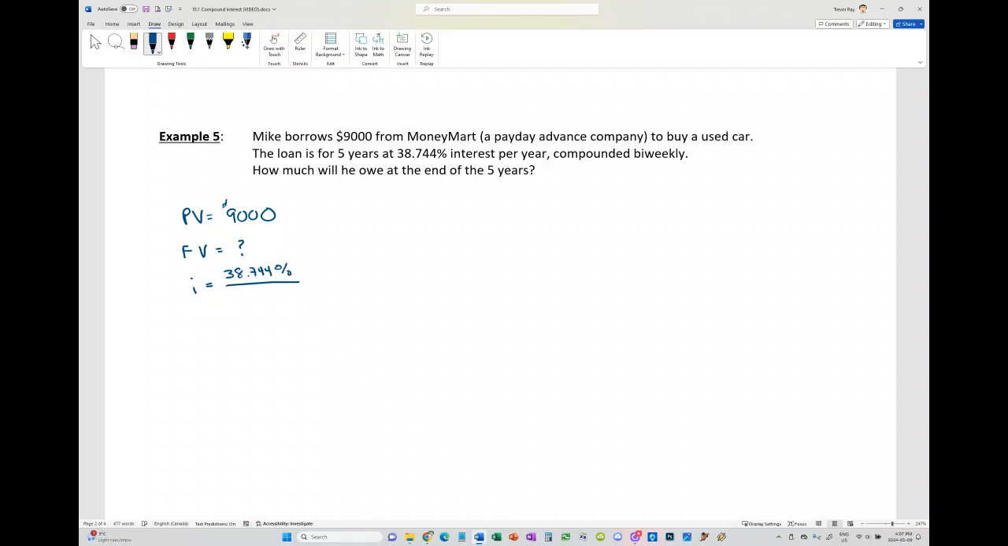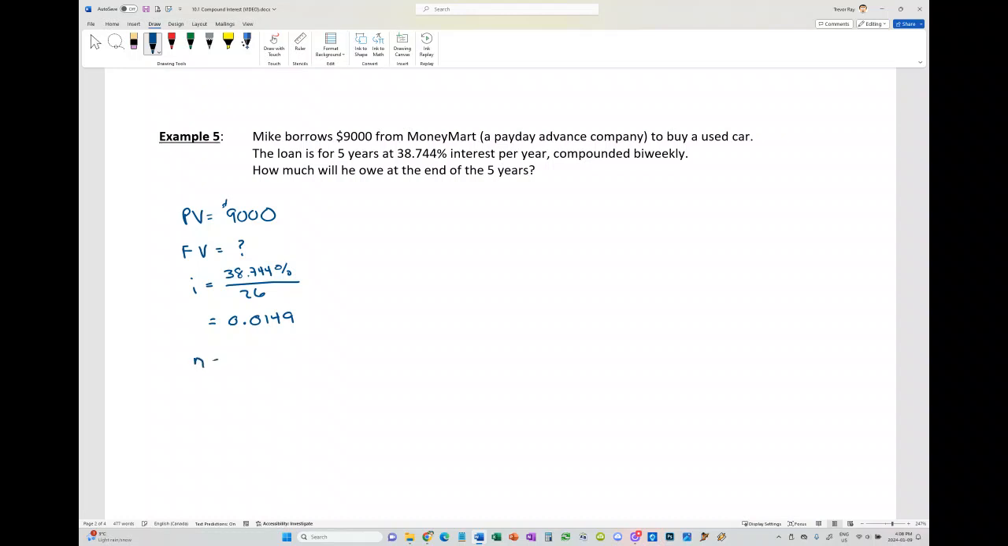38.744% divided by 26, since we're doing it biweekly. Now this one unfortunately does not work out totally nicely in your calculator, because again, it's a real number from real data. It works out to be 0.0149, and we could keep going on. I think it's 0.158 after that, but we'll round off to 3 significant digits, and we will talk at the end of this lesson about what happens if you round this number off too much, especially over long periods of time or with high interest rates. Anyway, that's good enough for us for now.